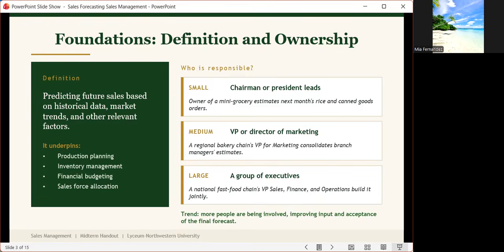Okay? So, which of these three would you expect to be most accurate and why? Since more people are being involved, that's deliberate, it improves both the quality of input and the acceptance of the final number. Okay, so of course, if there's a joint or a consolidated report, it's not only one person who decides, then that would be more accurate. Okay, so next one.